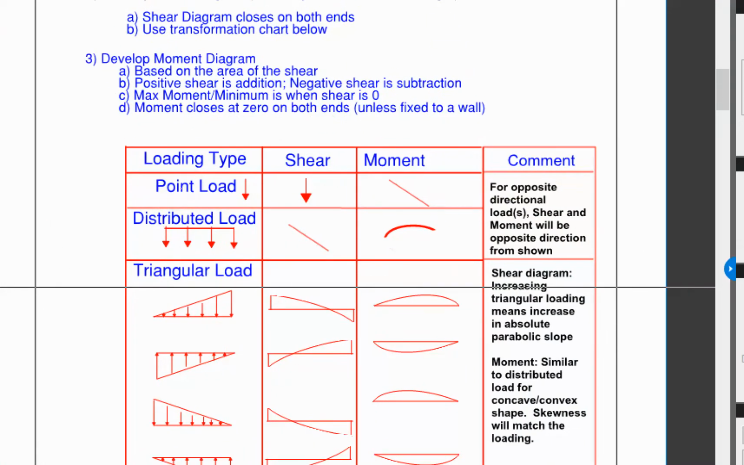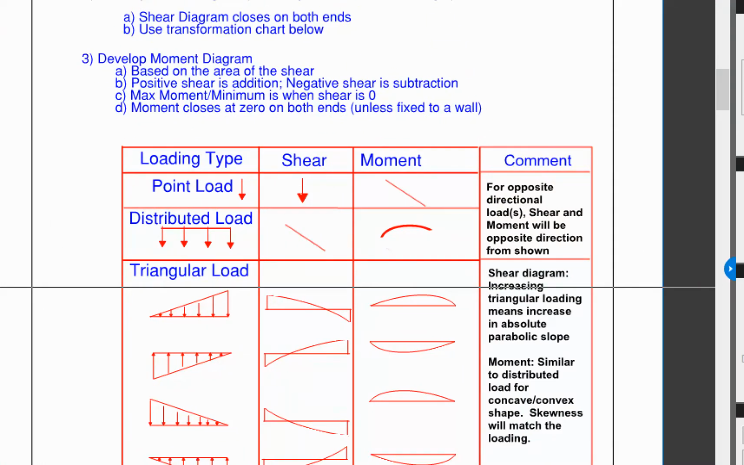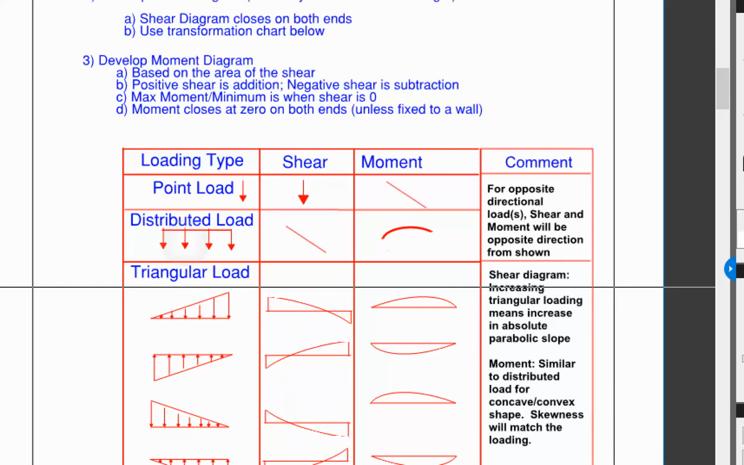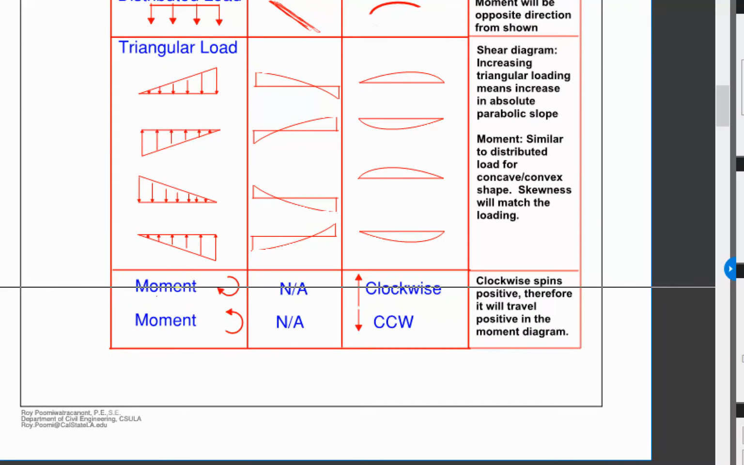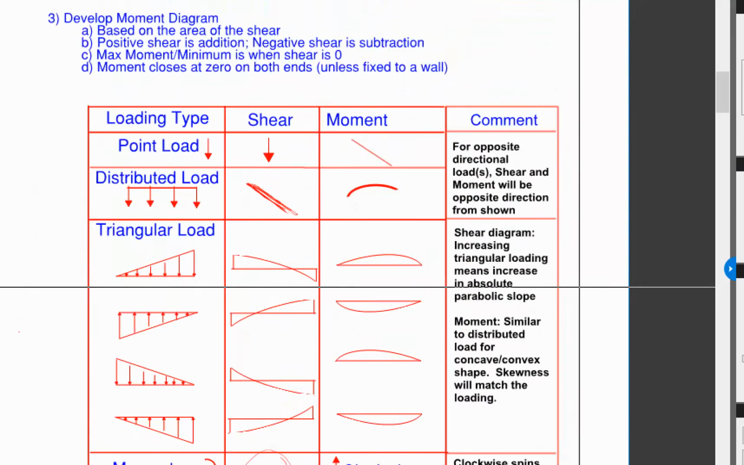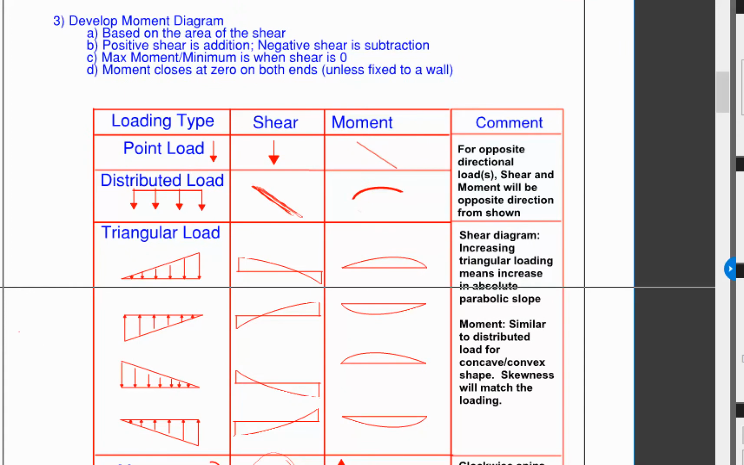So here, if you had a point load in your shear diagram, that would be a vertical travel either up or down. If you had a distributed load, then you would have a slope. And if you had a triangular loading, depending on how you're loading, it would be parabolic with a skew. And finally, if you have a moment, it does not show up in your shear diagram. The best thing to do is have this printed out to your side. As you solve the problem, you can refer back to this. There's a little comment section on the right side.